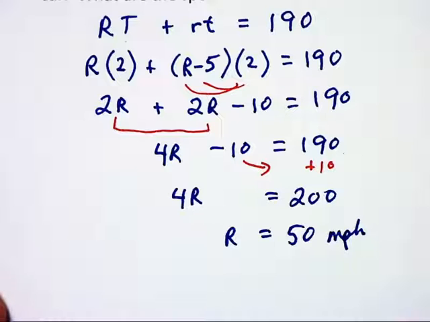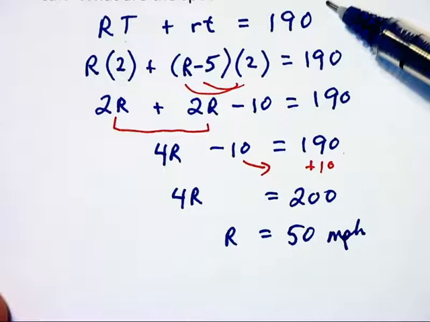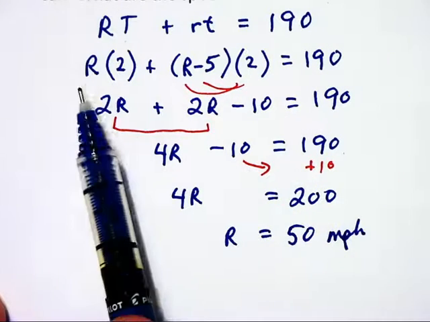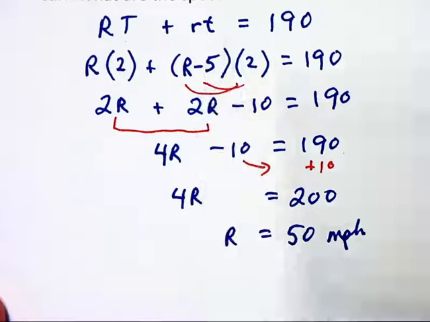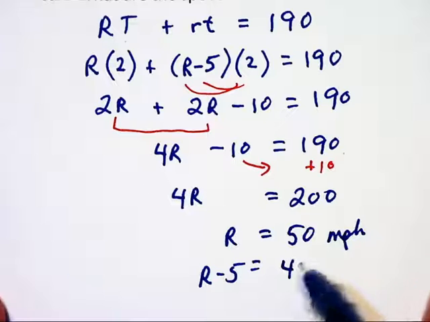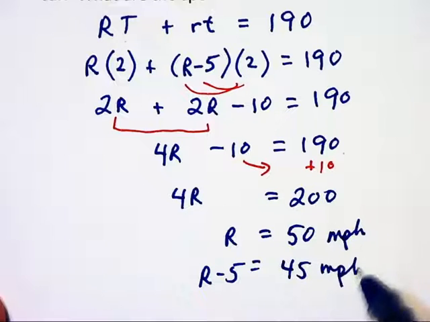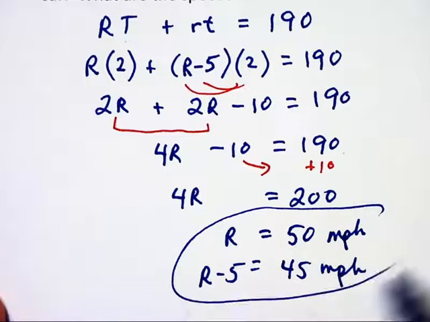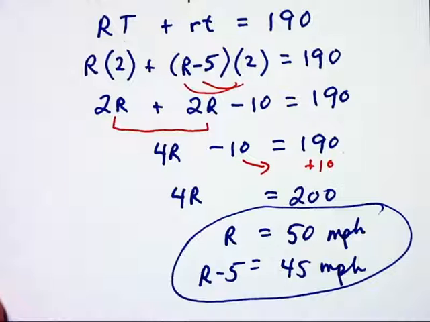Now that is one of the speeds, and it says what are the speeds of both cars? Well, one of the speeds was r, the other was r minus 5. So let's subtract 5 to get 45 miles per hour for that second vehicle, and that's what we're looking for.